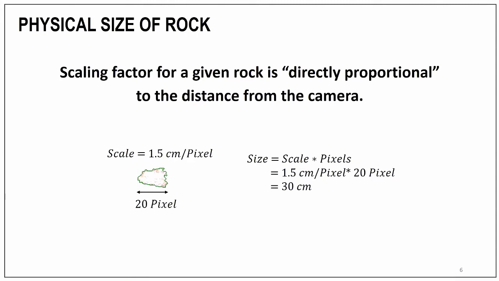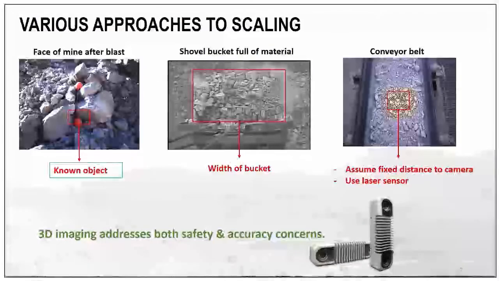If you want to get the physical size of the rock, there is a very simple formula: the scaling factor for a given rock is directly proportional to the distance from the camera. Let's say on the image, you have this object, which is 20 pixels, and your scale based on your distance is 1.5 centimeters per pixel. You just do a simple multiplication and say that object is 30 centimeters. Now, if you had the same object, but the camera was twice as far, then that object would be twice the size, as simple as that. So that's the basics of scaling.